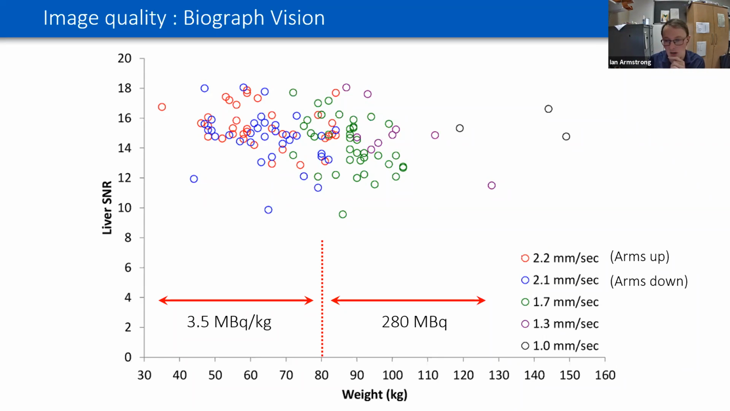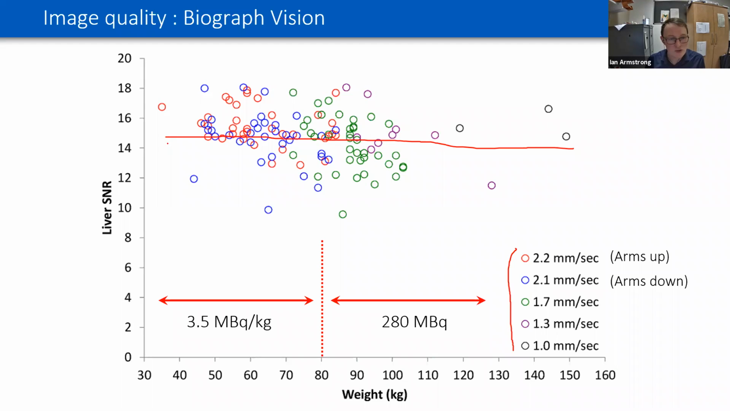So we've got a range of bed speeds here, as we can see on the key. This is on the FlowMotion bed speed. And one of the things which is really nice that we see on the Vision that we never saw on the MCT is that this is fairly flat. And this is good because what we want is consistent image quality across our patient population.